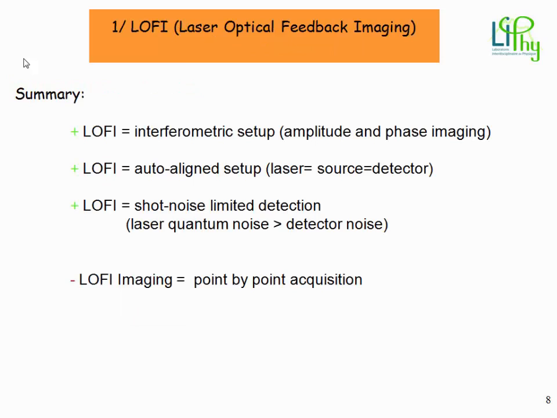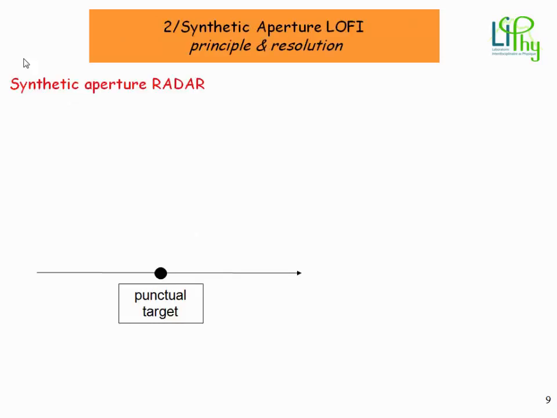And the main drawback of the LOFI imaging comes from its slowness, in fact, due to the fact that the images are obtained point by point, line after line. And to obtain an image of 100 by 100 pixels roughly takes approximately one second due to the lifetime of the upper level of the laser transition. So the main drawback of the LOFI imaging is its slowness, in fact. But the sensitivity is very high.